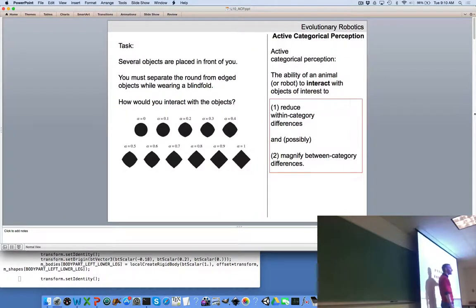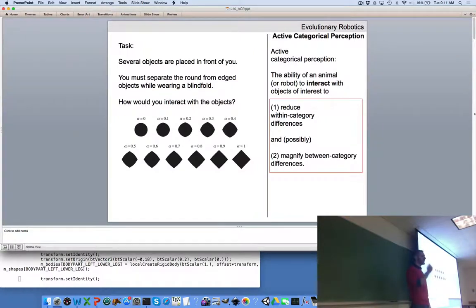But maybe by the time it gets to this one, suddenly there is a discrete jump, right? The object no longer rolls, but now it slides as the robot pushes it. So where the category forms, the actual discrete dividing line between round and edged objects, depends on the interaction, but it will emerge, right? It's this interaction that gives rise to these categories.